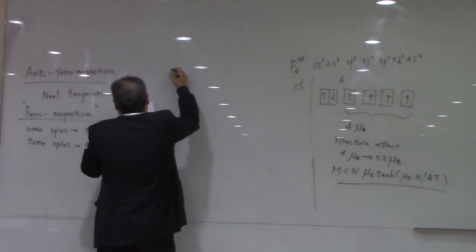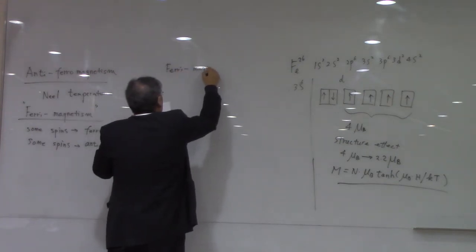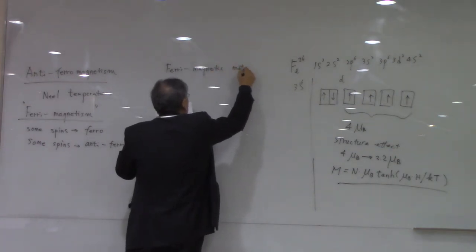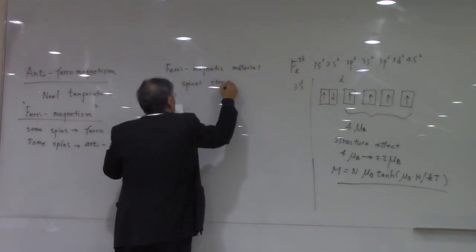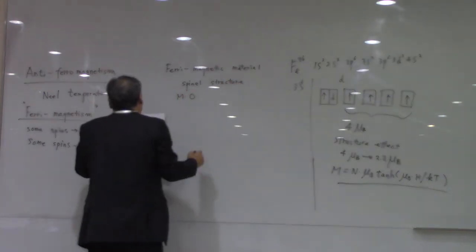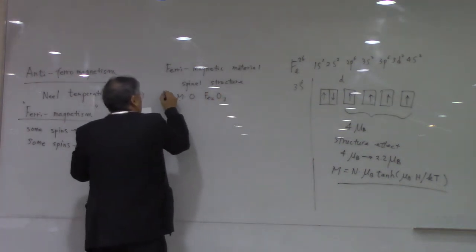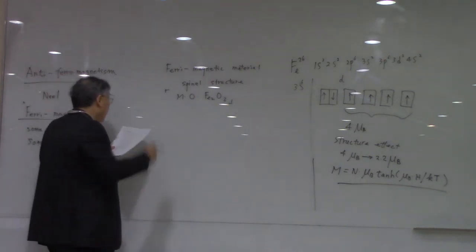And most of the ferrimagnetic materials have a spinel structure. We call that a spinel structure. And that is metal, oxygen, and for example, Fe2O3 based materials. It has a structure, something like that, okay?